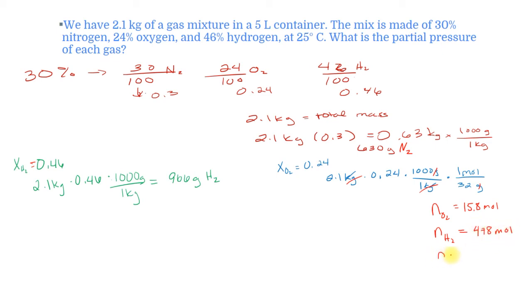And then we can do moles of, what do we got? We did H2, now we got to do nitrogen. So we have 630 grams of nitrogen. The molar mass of nitrogen is about 28, because it's 14.01 times 2, so we get 22.5 moles. So this is the total, the number of moles that we have. Okay.